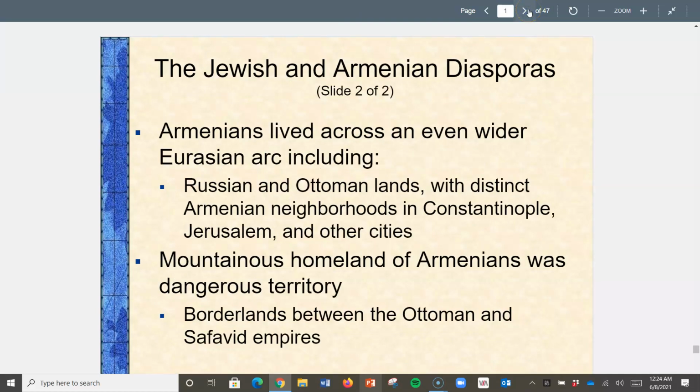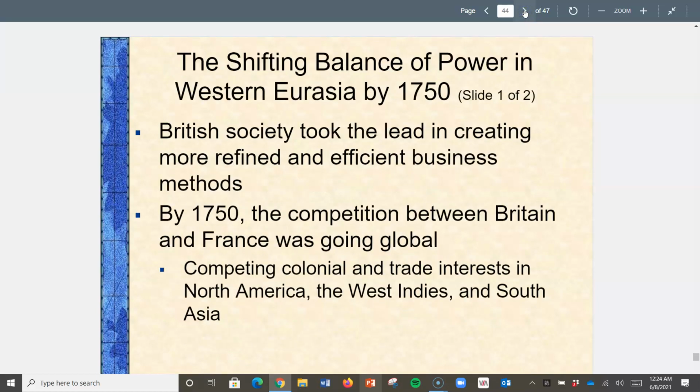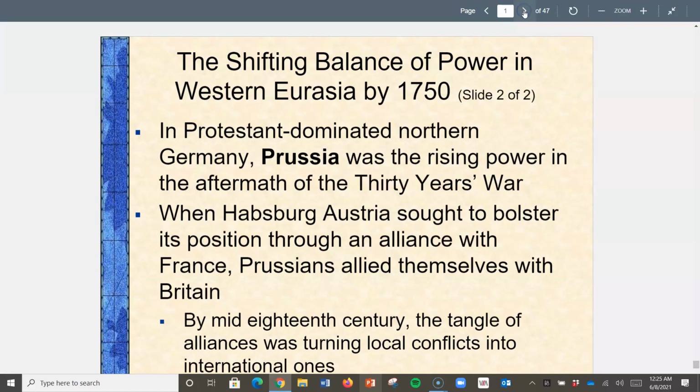After going through this section about the Jewish diaspora, which you can read, you end up here in this last little section that talks about the balance of power and how Britain and France become global powers. And of course, we're going to set that up because they will be competing all over the globe with one another.